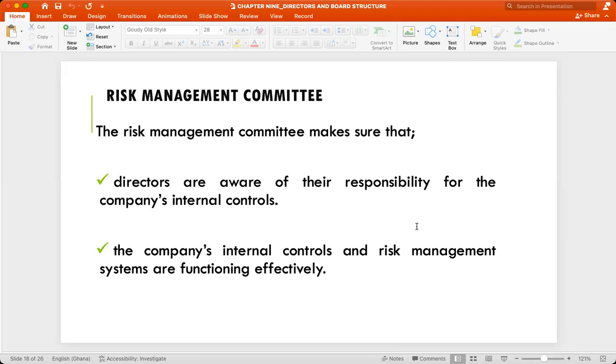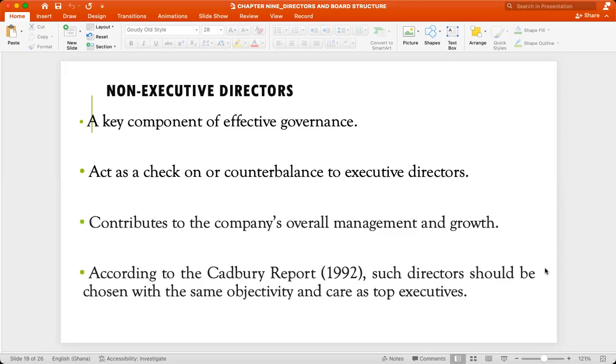Okay. Then we have the risk management committee. The risk management committee makes sure that directors are aware of their responsibility for the company's internal controls. Okay. So in ordinary business, risk management is more financial controls, internal controls. The checks and balances in the company are met. So risk management is there to ensure that. Okay. Secondly, to ensure that the company's internal controls and risk management systems are functioning effectively. All right. So the checks and balances, financial, non-financial, are in place to ensure that no disaster will befall the company or take the company unawares.